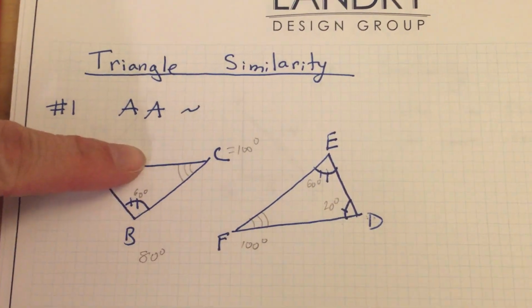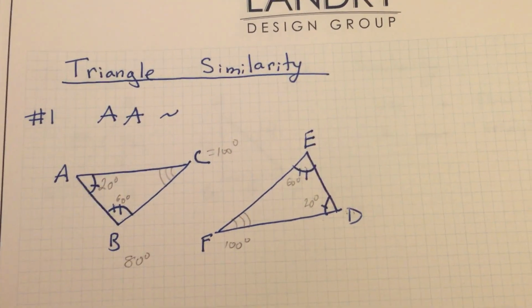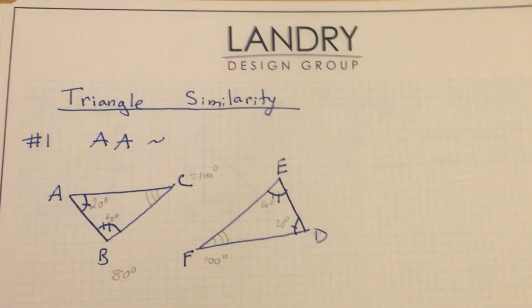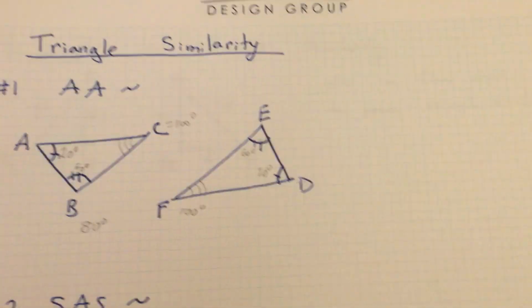You don't need that third angle because of knowing that your triangle always adds up to 180 degrees. It's kind of given information. Okay, so that's the first triangle similarity.